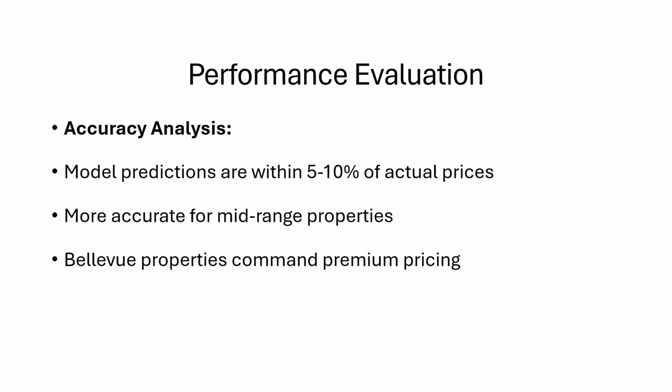So as far as accuracy goes, the predictions are within 5 to 10% of the actual prices that are listed. It's more accurate for mid-range properties. It did struggle a bit with what I would call outliers, like super expensive homes. And then the Bellevue properties were the most expensive properties.